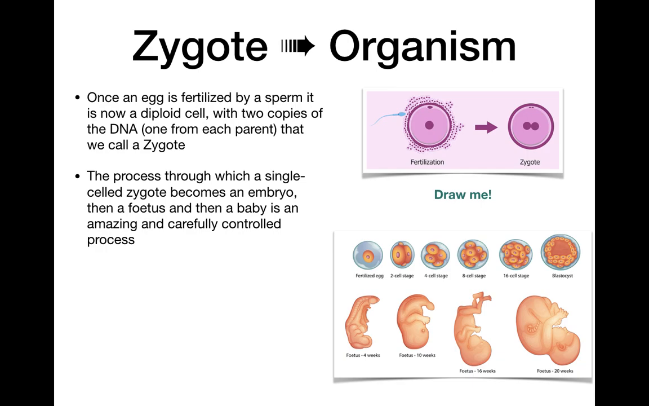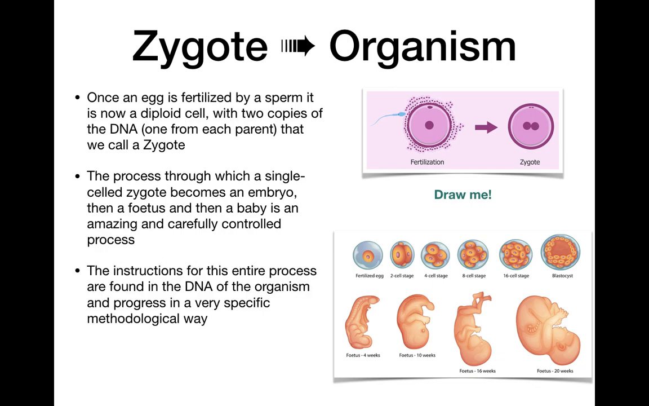The process by which a single-celled zygote becomes an embryo, the slow growing and getting bigger and more complicated of the zygote, is very carefully controlled, and a whole field of biology called embryology studies this. So how a zygote goes to be an embryo, becomes a blastocyst, becomes a fetus, eventually becomes a baby, that's a very, very carefully controlled process.